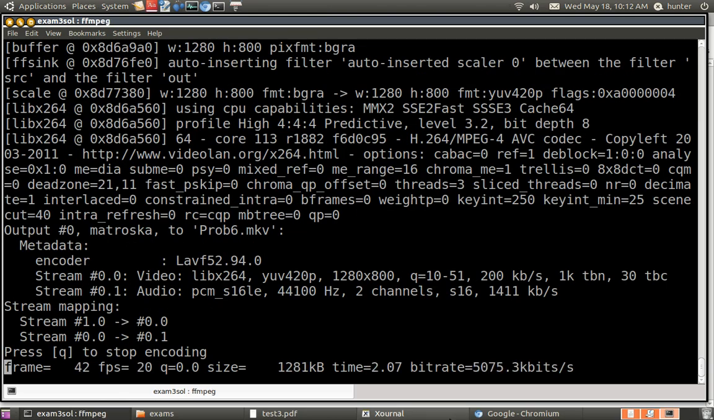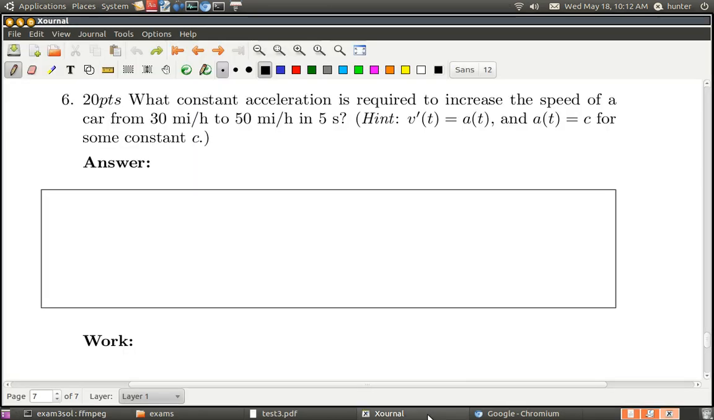Okay, I got a request to do problem 6 from exam 3, and so let's try to go through this. It says, what constant acceleration is required to increase the speed of a car from 30 miles an hour to 50 miles an hour in 5 seconds? The first thing I would say is what's said in the hint here. The thing that's going to make this possible is this relationship between location, acceleration, and velocity.